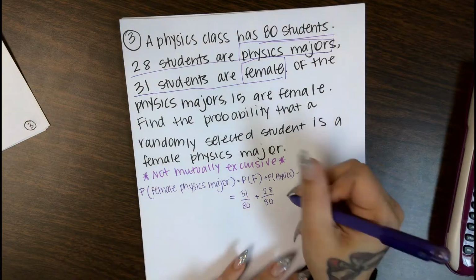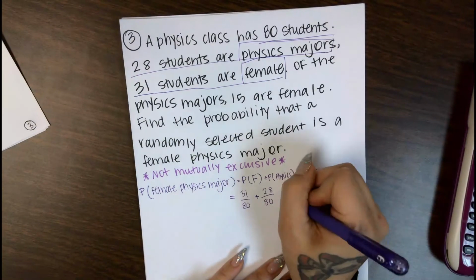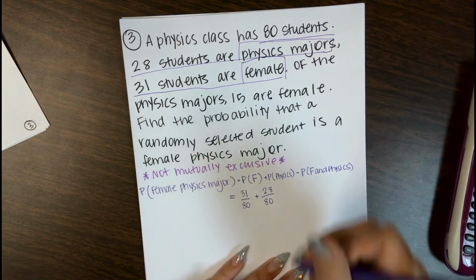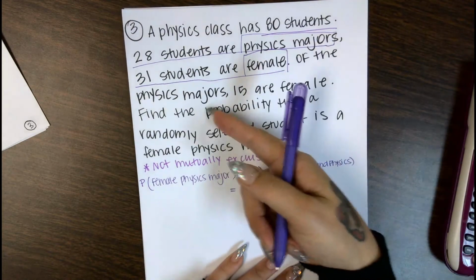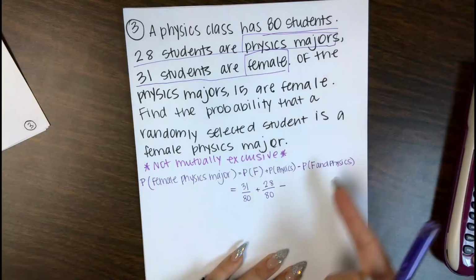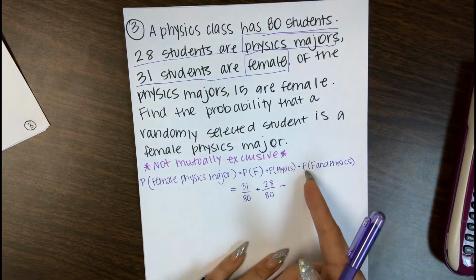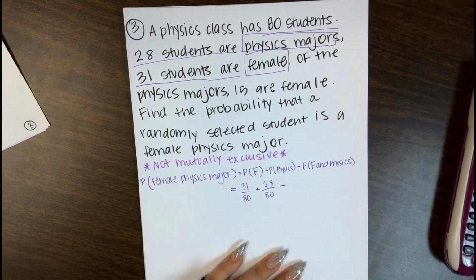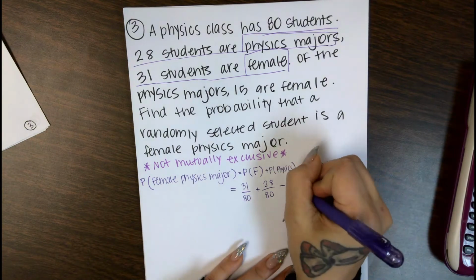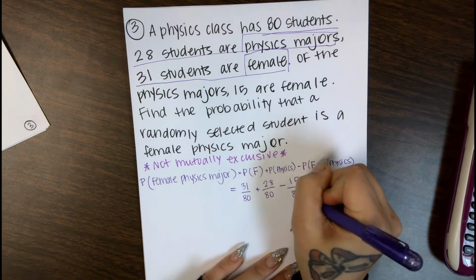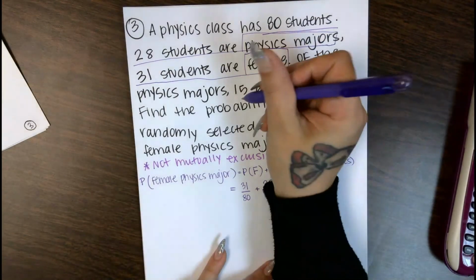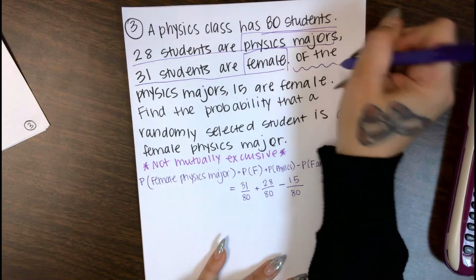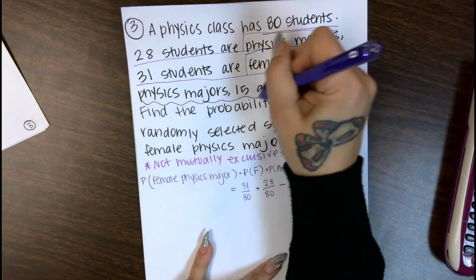So it says of the, I'm going to need to subtract this. This is the intersection. Of the physics majors, 15 are female. So the probability of being female and physics is going to be the 15 of them out of the 80 students. That's kind of this whole thing right here. This is where I got, that's the intersection.